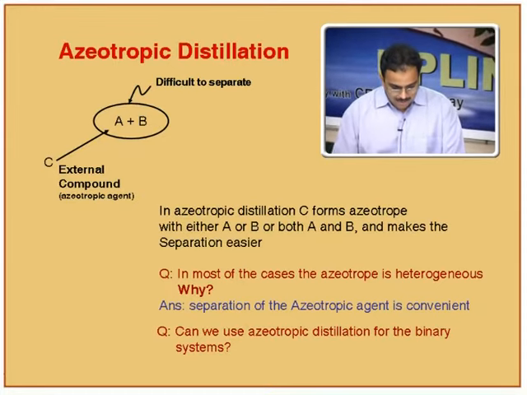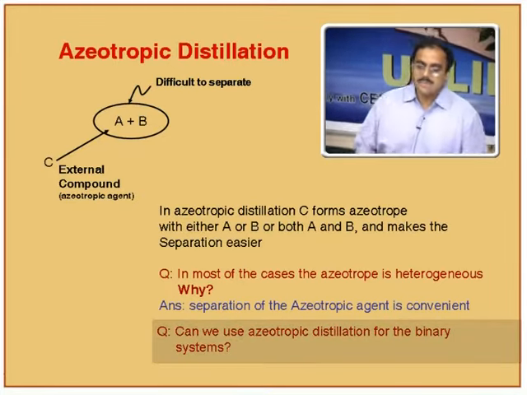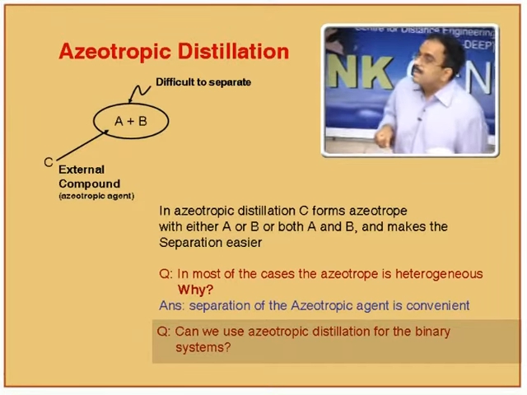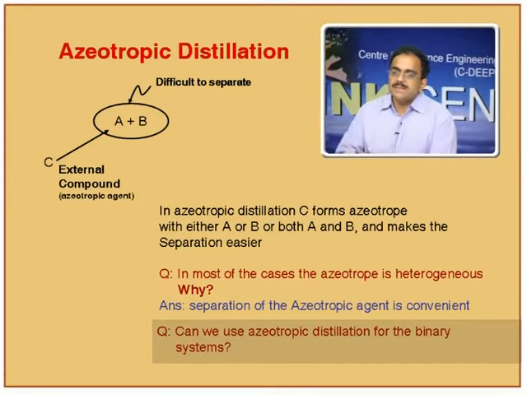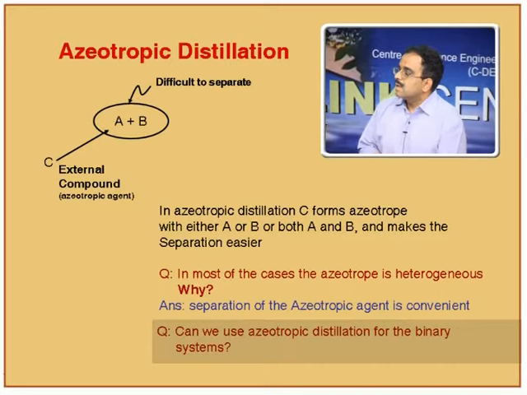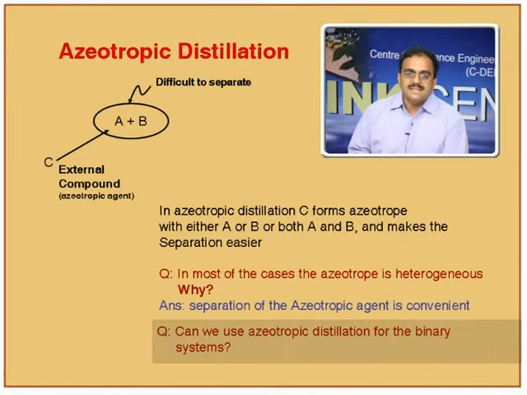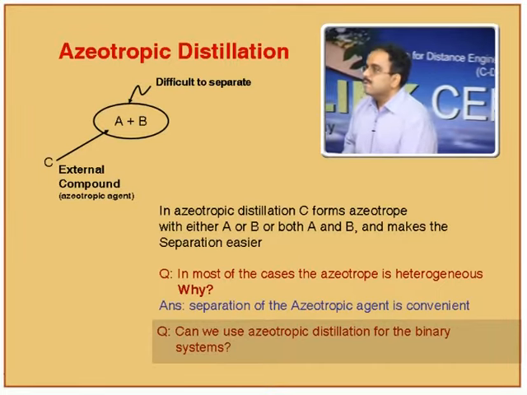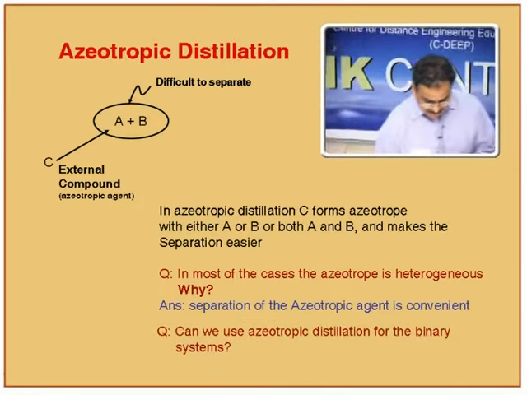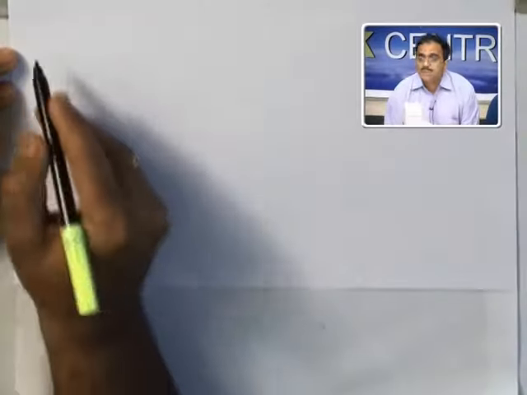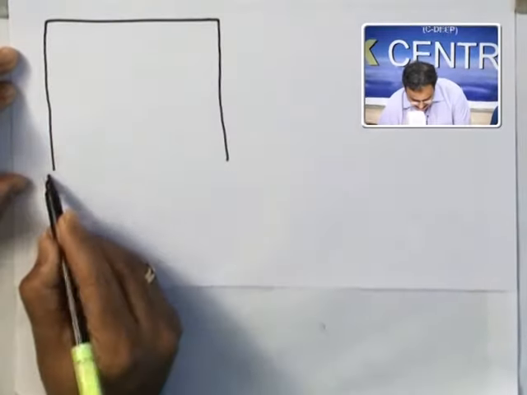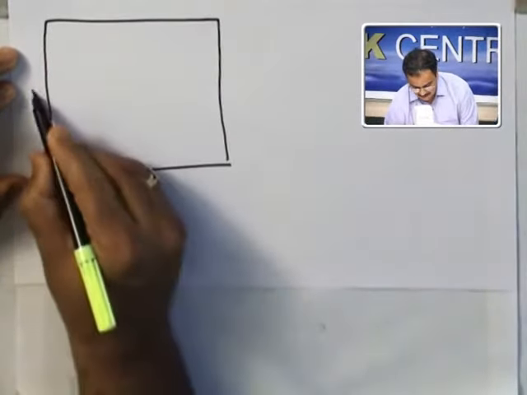Now, can we use azeotropic distillation for binary systems? What is the purpose? For example, butanol and water, or butyl acetate and water. It is a binary system that forms a heterogeneous azeotrope. Now, if you see the Y versus X diagram for a binary system, capital Y versus X again, what is this diagram? Heterogeneous azeotrope.